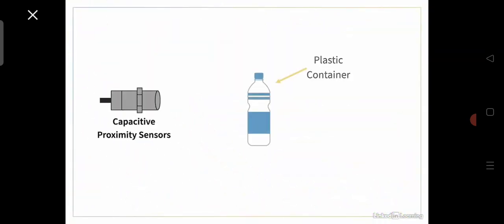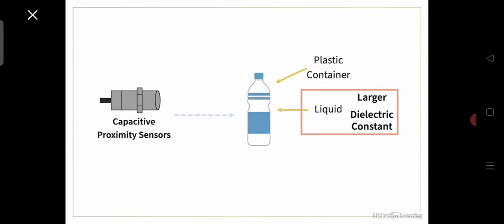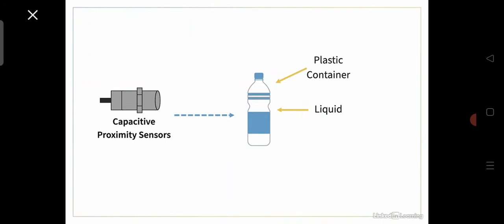So, if we have two materials, like the example you see here, a plastic container with a liquid inside, let's say water. Since the dielectric constant of water is larger than plastic, that would allow the sensor to see through the plastic container and detect the presence or absence of the liquid located inside.